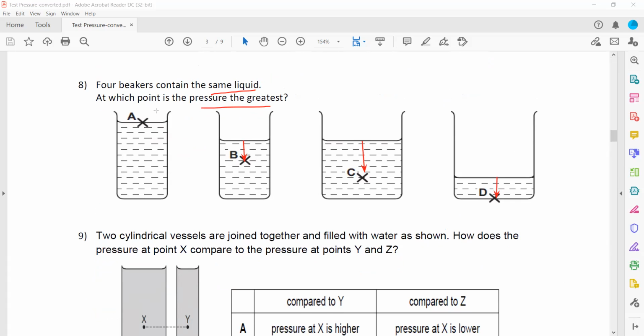A is actually on the surface, so its depth is 0. What about B, C and D? Which is having a greater depth? So in this case, C is having a greater depth. That's why it exerts the most pressure, or C will have a greater pressure.